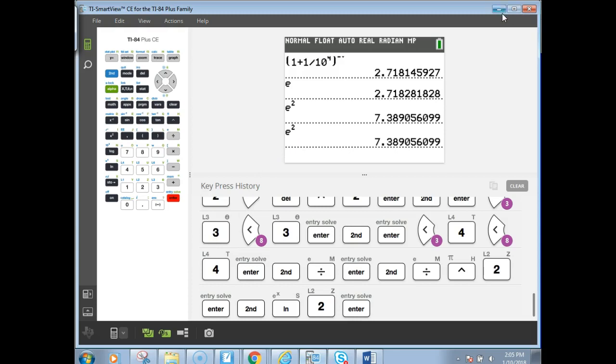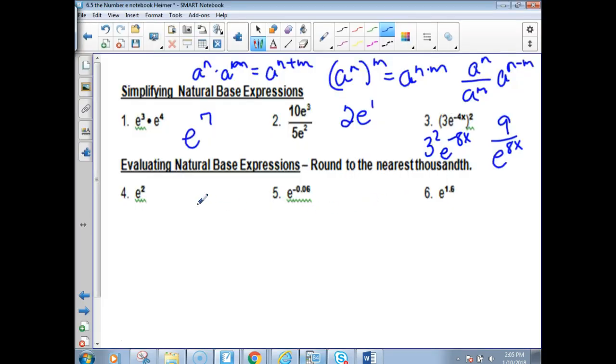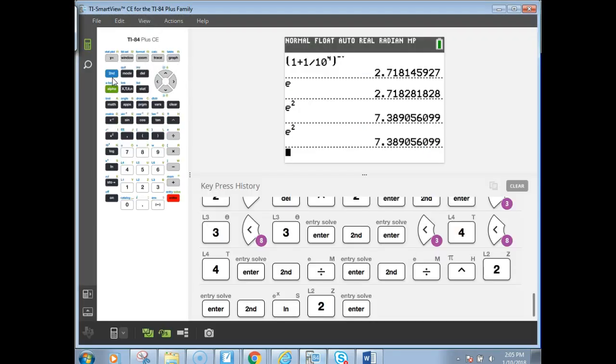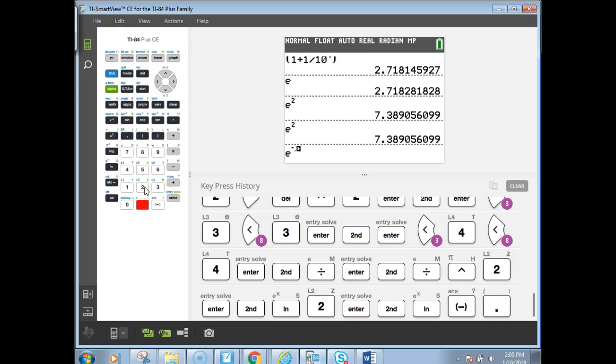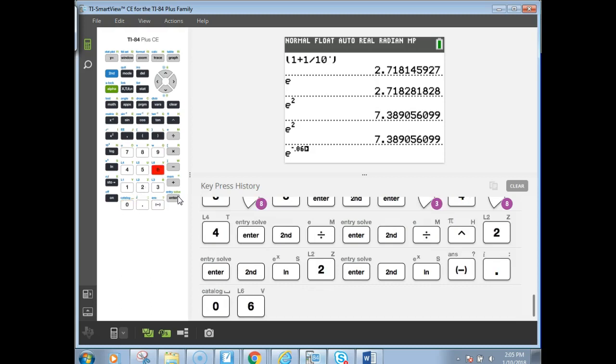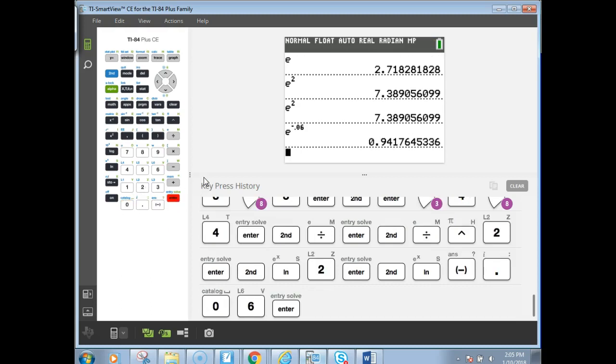7.389. What did it say to go to? Thousandths, okay, 7.389, that's to the thousandth. e to the negative 0.06, again, just hit your second key, your ln button, and then put negative 0.06 in, and that's 0.9418. Wait, where am I supposed to go to? Okay, 0.942.